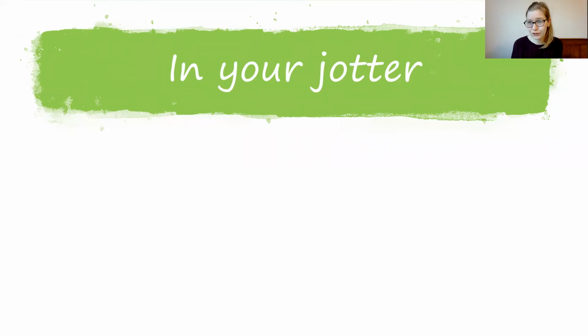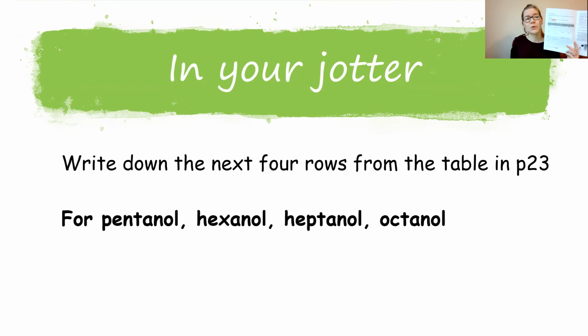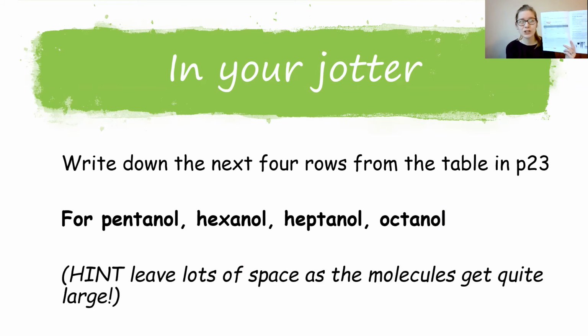And then in your jotter, I want you to come up with the next 4 rows from the table. So this one, in your booklet, it just goes down methanol, ethanol, propanol, butanol. But I want you to challenge yourself with the next 4. So pentanol, hexanol, heptanol, and octanol. Just a hint, you will need lots of space because the molecules get very large. So, I mean, butanol's got 4 carbons in, so octanol would be double the length of that. Okay.